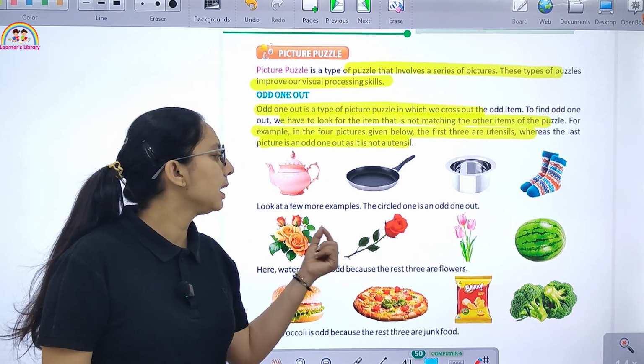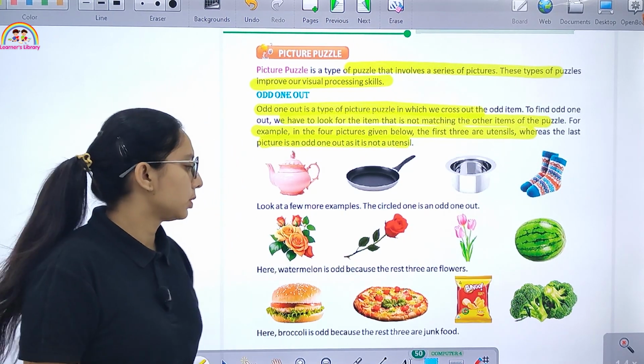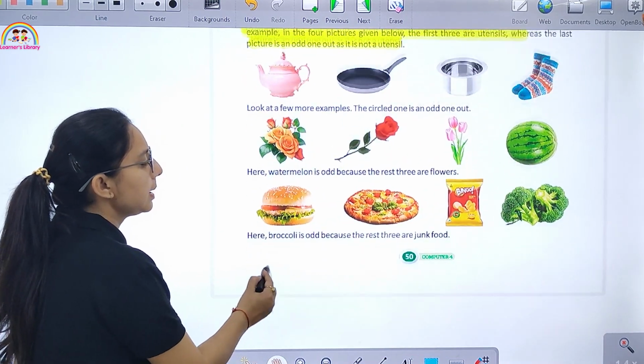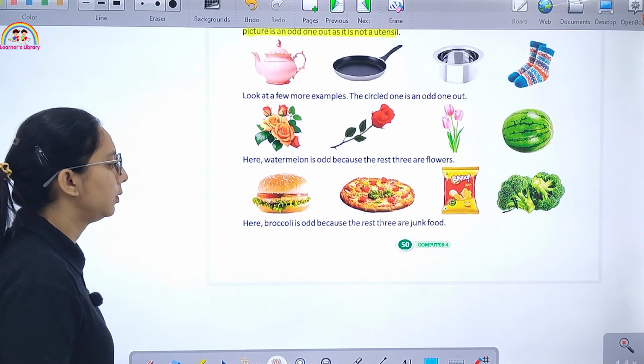You have to circle the flower, flower and fruit, right? ये सारे आपके junk food हैं and that broccoli is the healthy one.